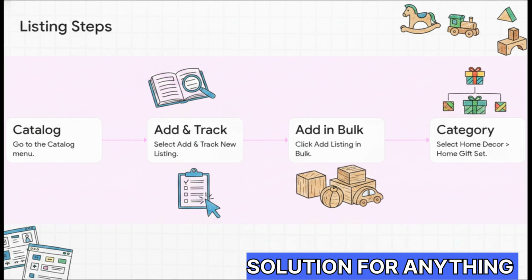This is going to bring you to the article type selection, which is basically just your product category. You can browse through the list or honestly just use the search bar to save some time. For our specific case study today, we're going to be listing a wooden toy set. So we'd search for home decor and drill down right into the home gift set category. Once you click that, the dashboard instantly adapts to your specific product type. Pretty smooth once you know where to look.